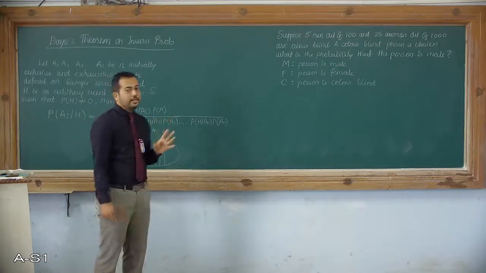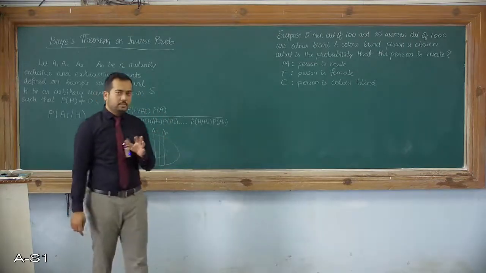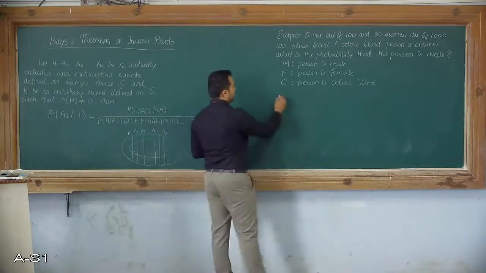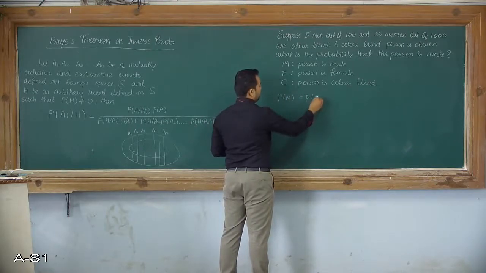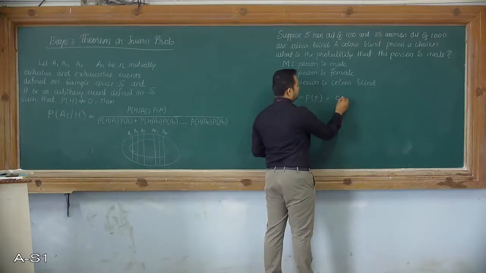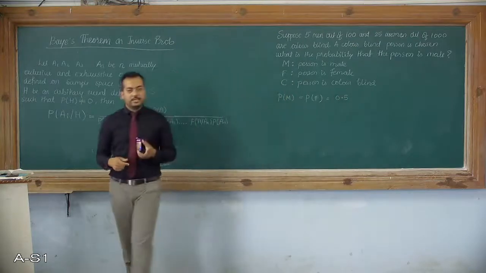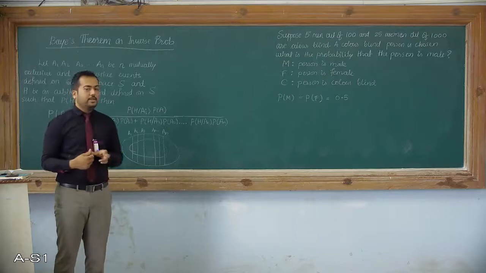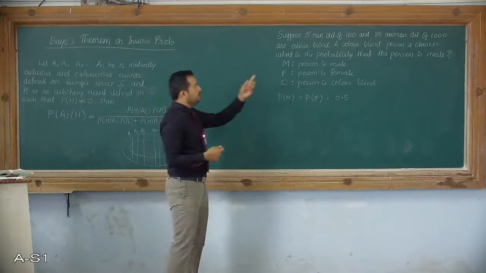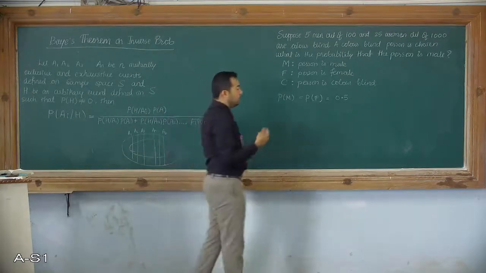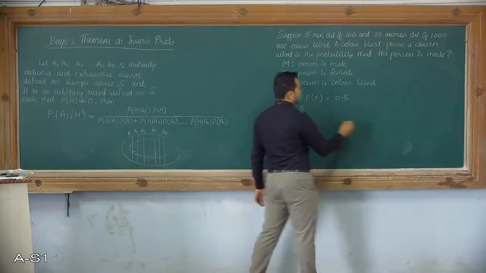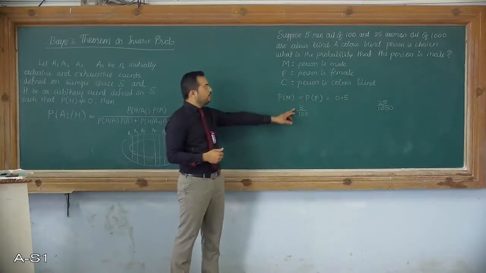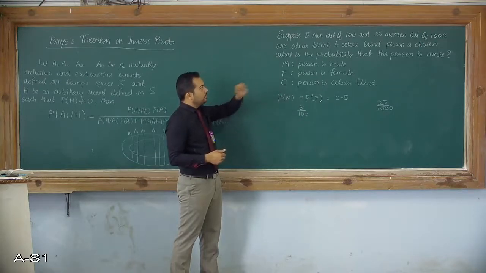Then how will you write the given things? The total number of men plus women is not given. So we'll assume that the probability of choosing a male and the probability of choosing a female are both 0.5, or 1/2. Now we need to find the probability that the person is male when the person is color blind. But we know 5 out of 100 men and 25 out of 1000 women are color blind. What are these values? 5 out of 100 and 25 out of 1000. So 5 out of 100 is the probability of a man who is color blind.